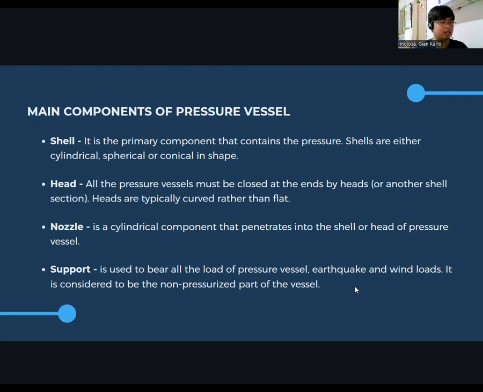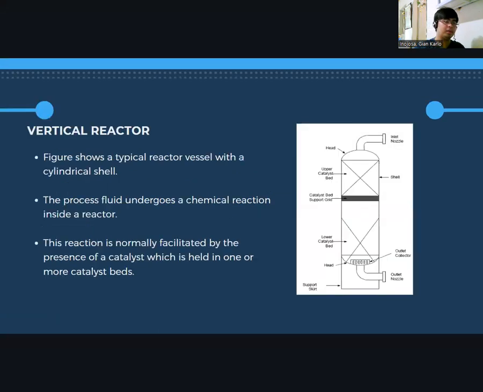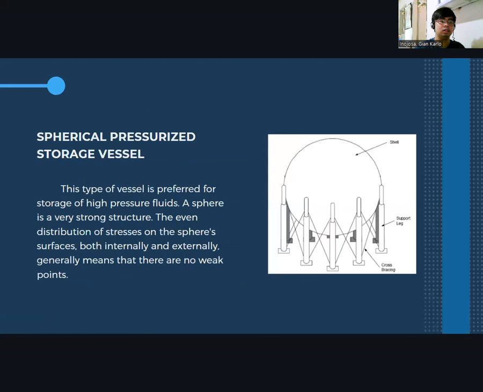Next is a nozzle. It is a cylindrical component that penetrates into the shell or head of a pressure vessel. Next is support, which is used to bear all the load of pressure vessel, earthquake, and wind loads, and is considered to be non-pressurized part of the vessel. Sinabi ko nga kanina, ito. For example, ito, spherical pressure storage vessel. Ito yung mga support niya.